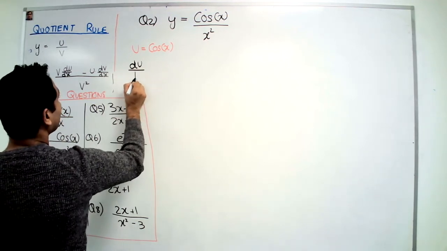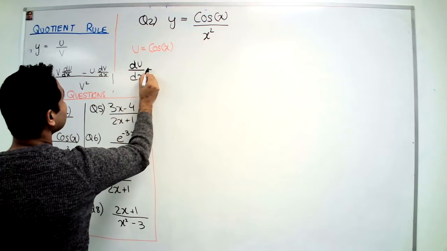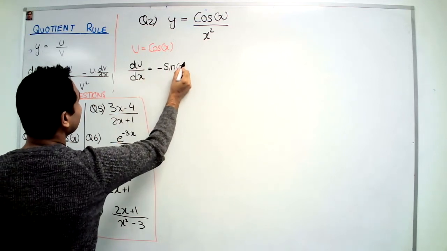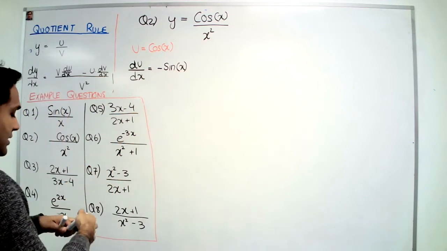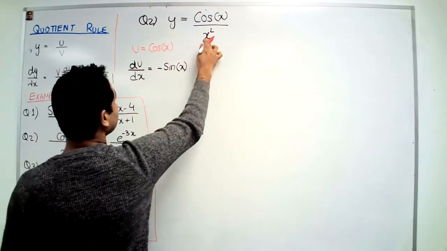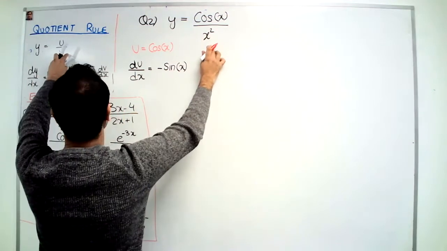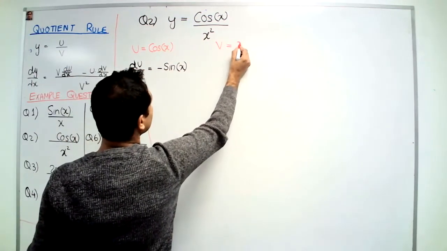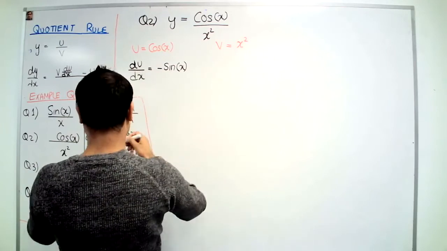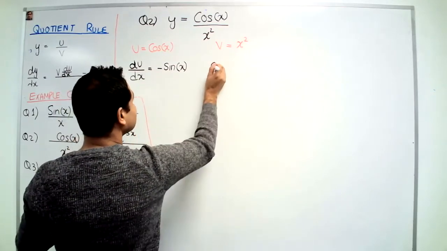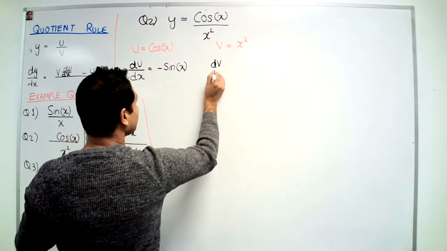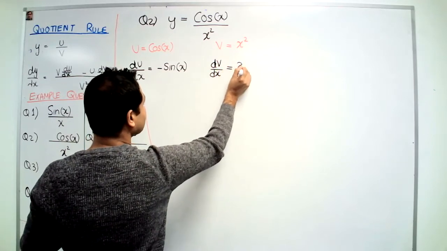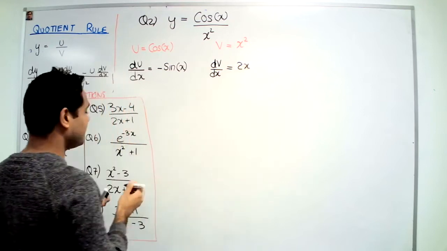So du over dx is going to be minus sin x. Now we have v. The v is always the denominator. So v is how much? x squared. So dv over dx, the differential of this, is just 2x.